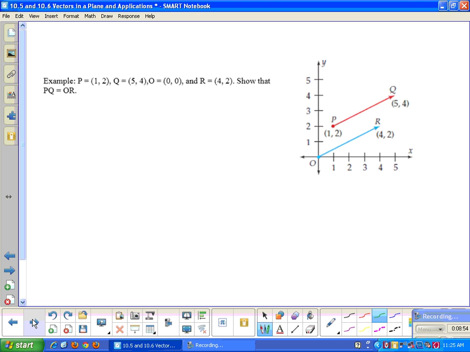Okay, so let's go ahead and look at this first example. We want to show that PQ is equal to OR. If we want to show that these two vectors are equal, then we want to see if the lengths of the vectors are equal. So let's go ahead and do PQ first.